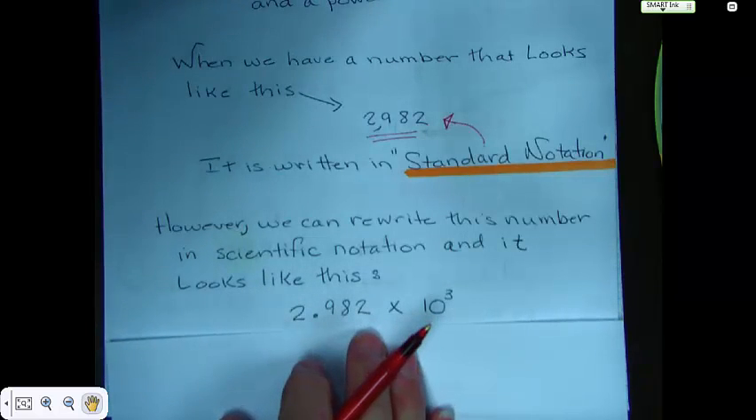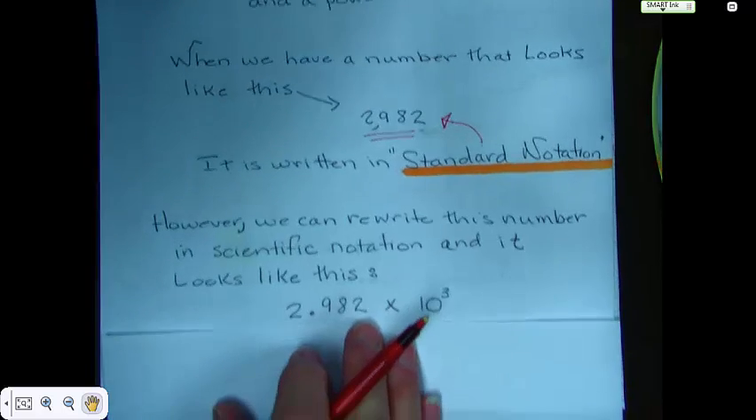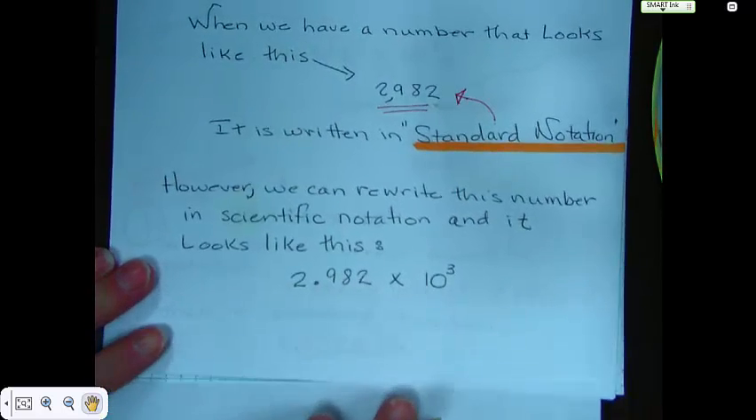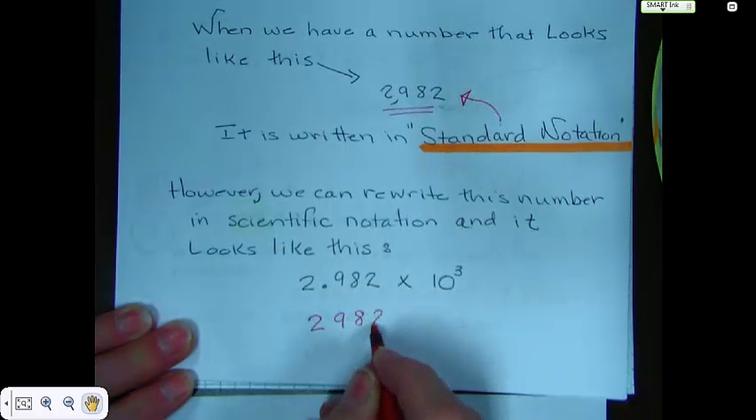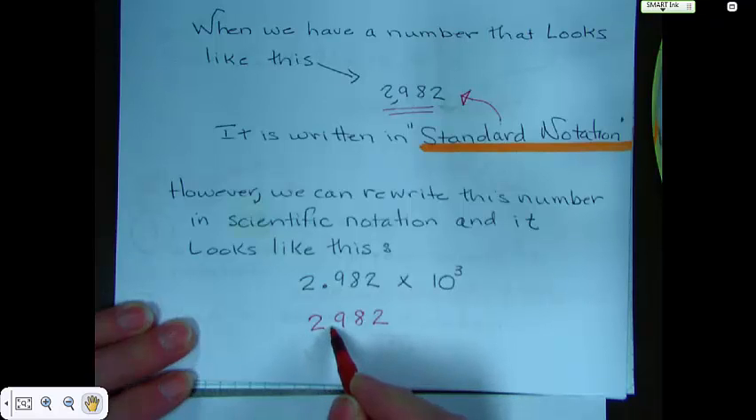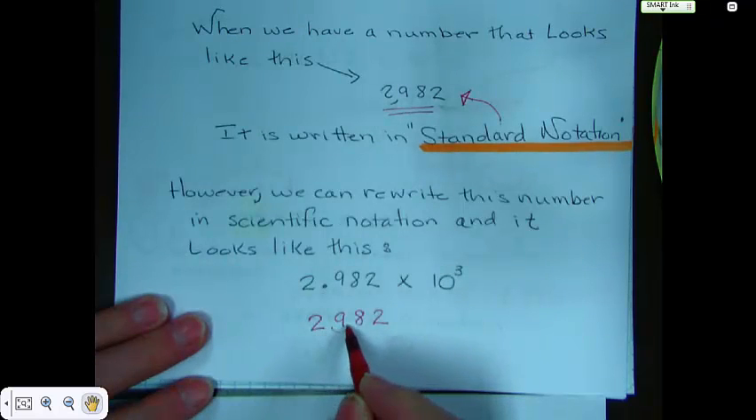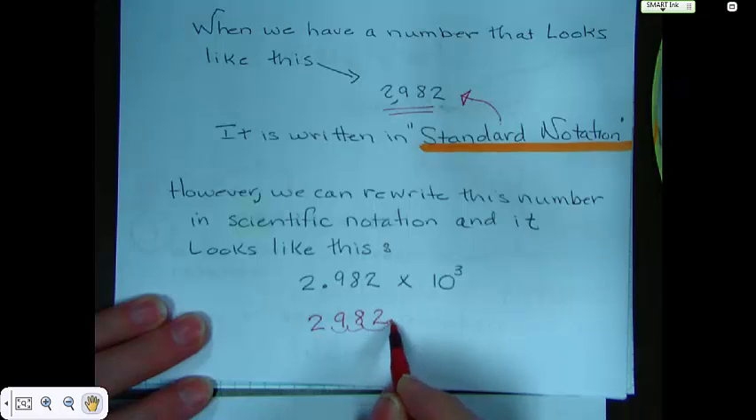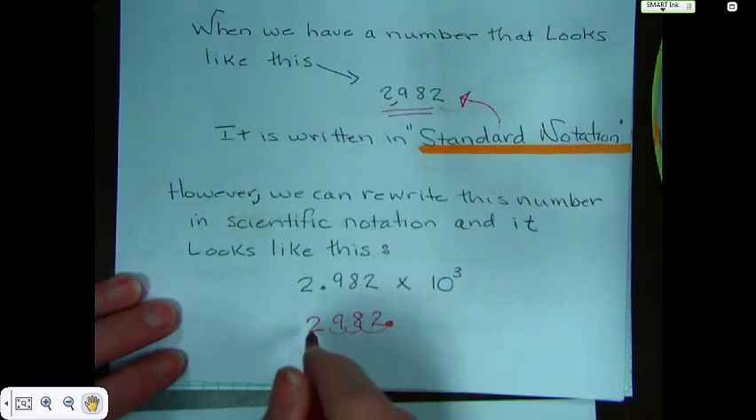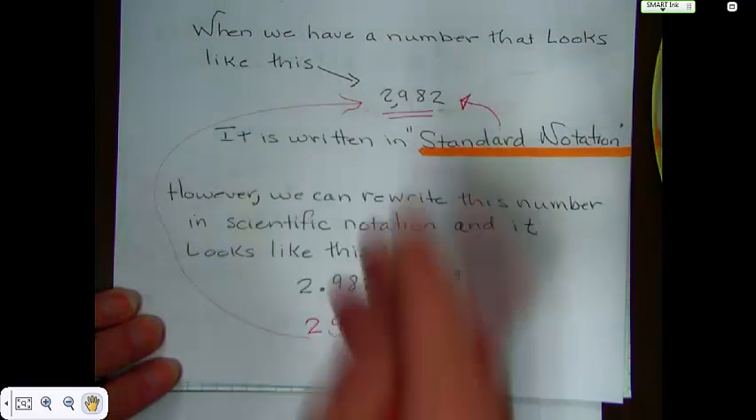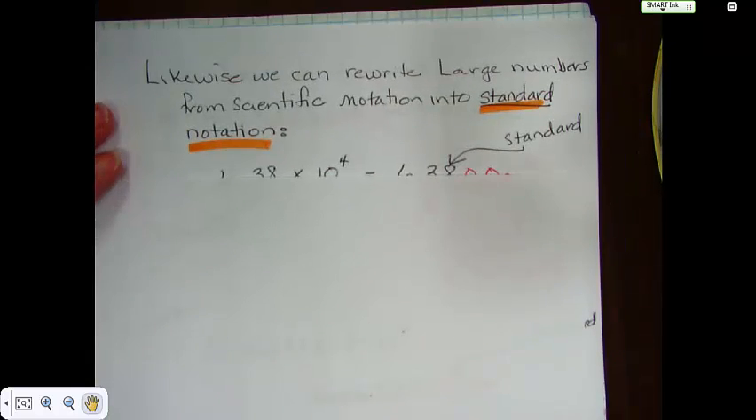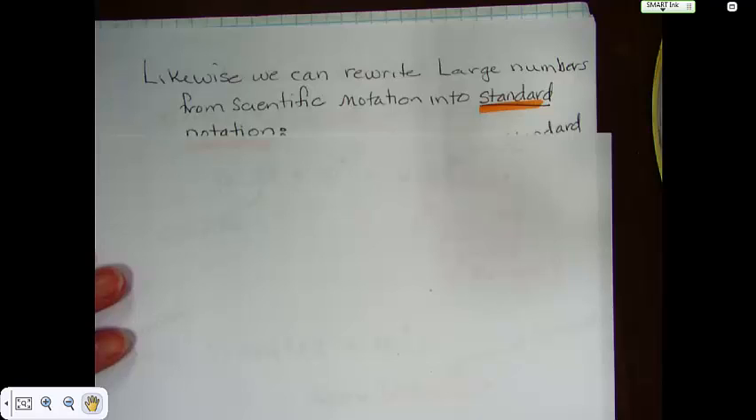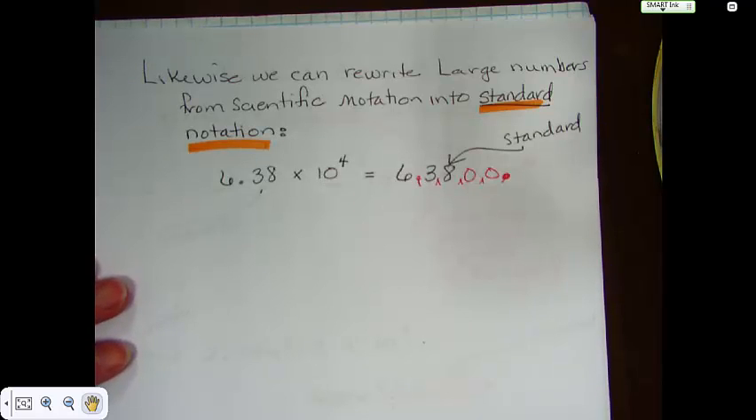And if you were to take that number from scientific notation and write it back into standard notation, you would go 2982 like this. The decimal's here. It says 10 to the third power, so you go 1, 2, 3, and this is your new decimal, which we know is right because we started with it there. So we notice what it's supposed to look like. Likewise, we can rewrite large numbers from scientific notation into standard notation.